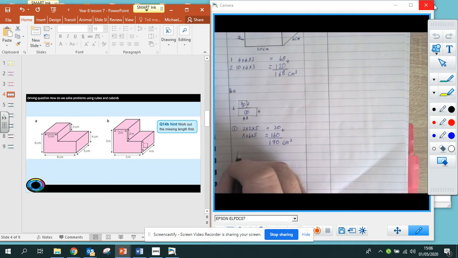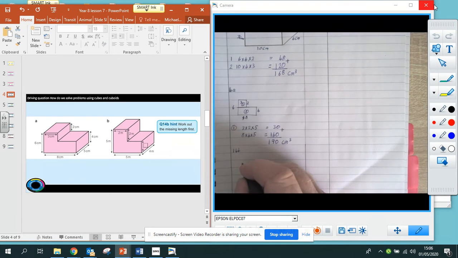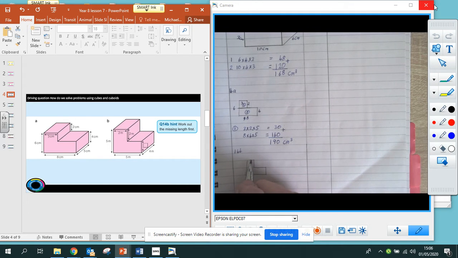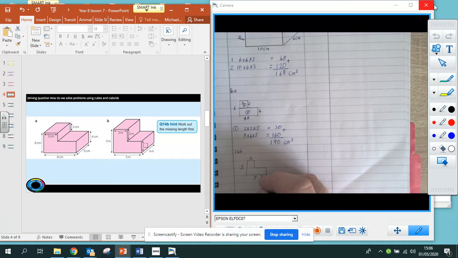So lastly, on this question, let's look at 14b. I'm going to start with another little drawing. It's going to look exactly the same because I don't need to do anything more. I've got my L shape yet again. And I know that this one across the top is 2. I know that this one going all the way down here is 5. I know that this one on the bottom is 5. And I know that this one up here is 2. I don't know this dimension here.